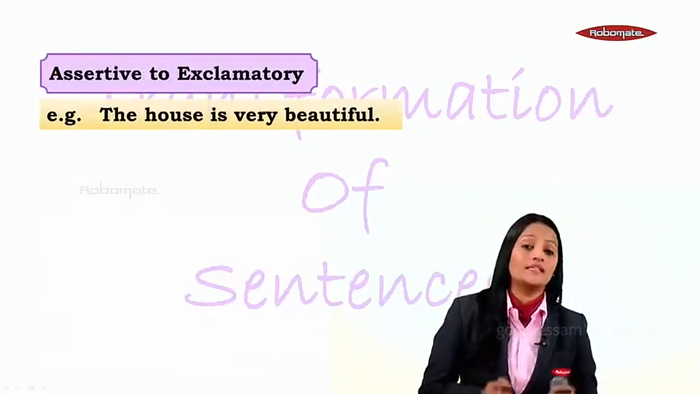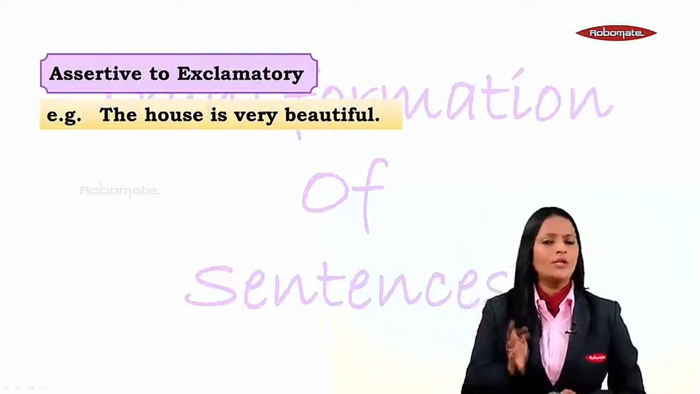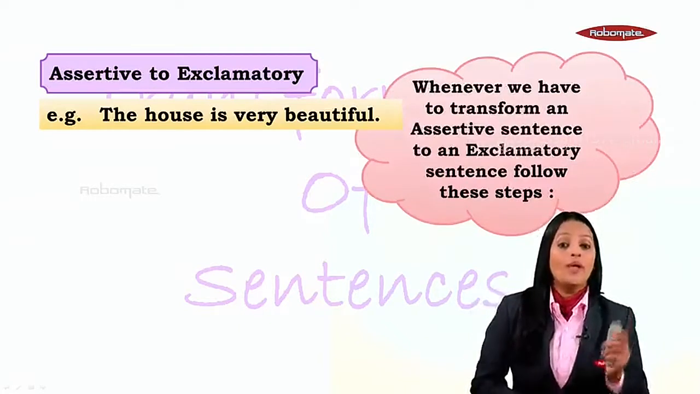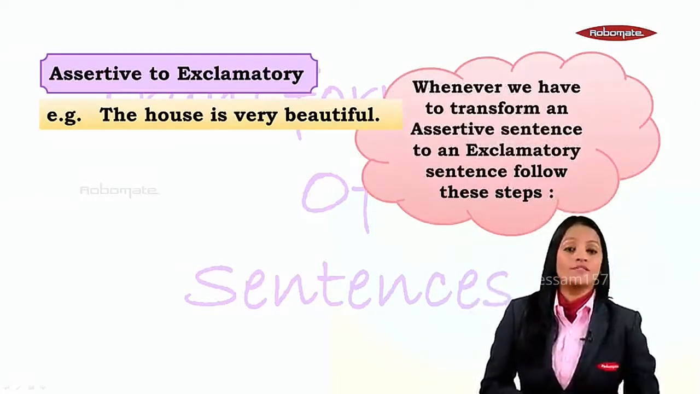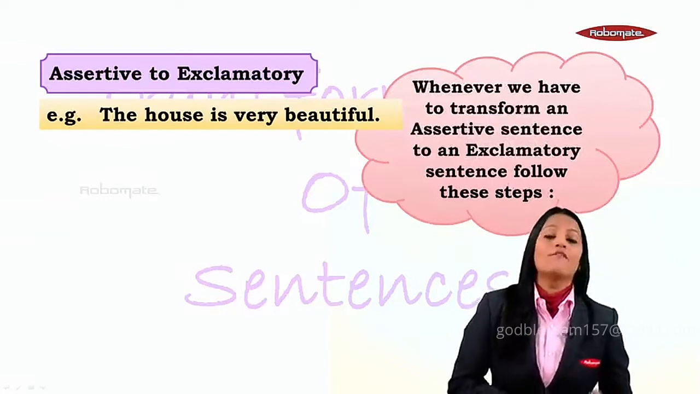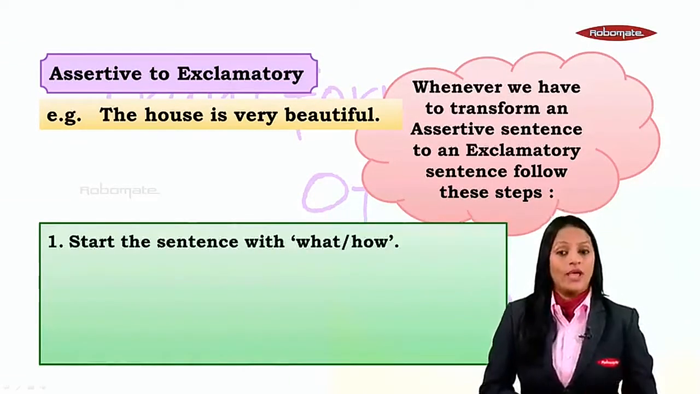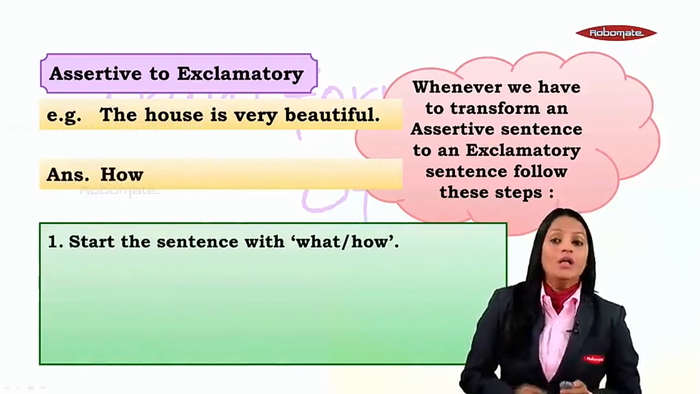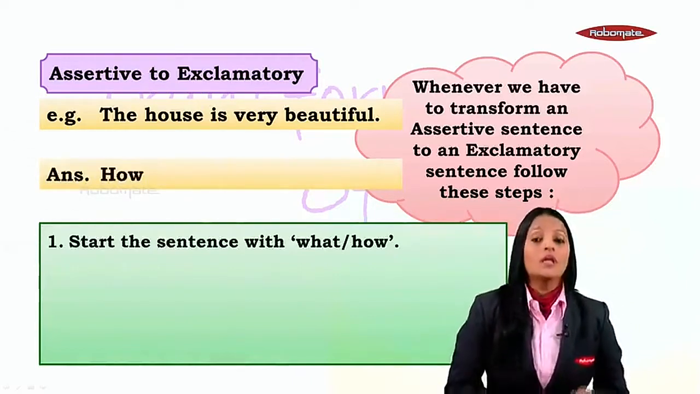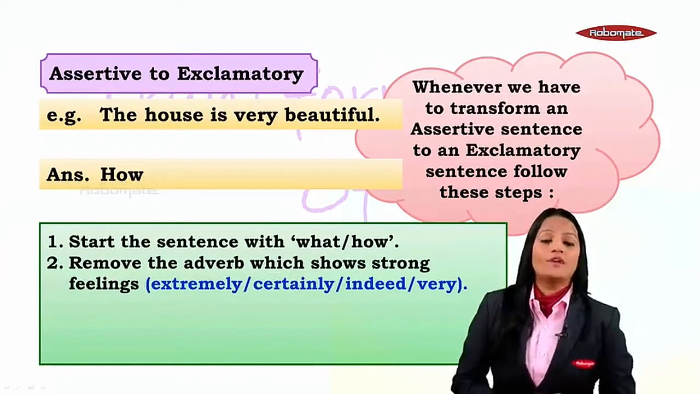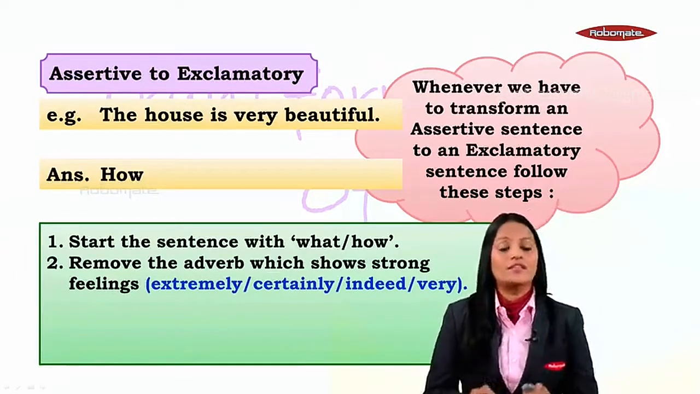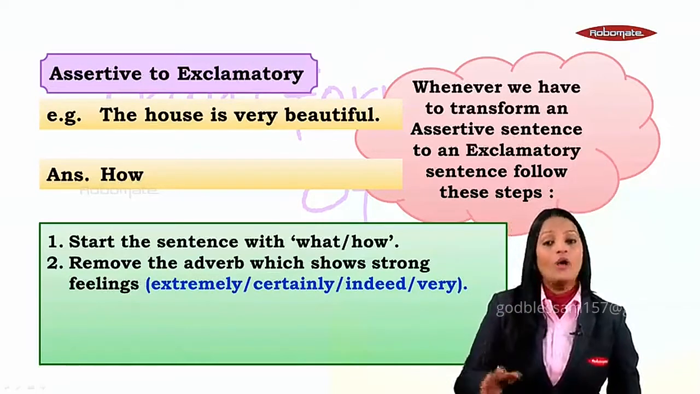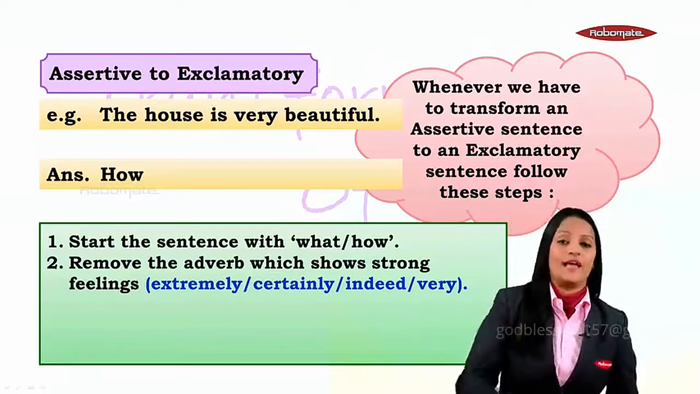When the given sentence is assertive, here we know assertive means it starts with the subject and ends with a full stop. Whenever we have to transform an assertive sentence to an exclamatory sentence, follow these steps. Okay? Start the sentence with either a what or a how. Now, here let's start with how. Then remove the adverb which is already existing in that sentence, in order to maintain the strong feelings of the sentence. So now when you change it to exclamatory, remove that adverb.